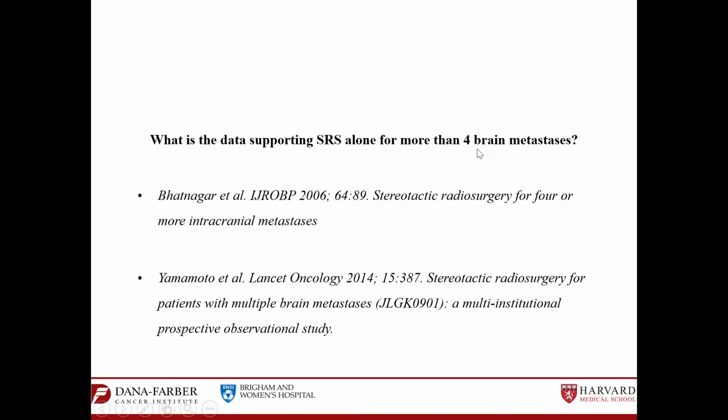So those are the data supporting treating with SRS more than 4 brain metastases. The Yamamoto trial discussed 10 brain metastasis lesions to be treated with focused radiation, but I want you to be aware of this trial. They treated 10 metastatic lesions, but the total volume was very low, I think not beyond 15 cc or something like that. So as we said before, what matters is the volume, not the number of lesions, okay?